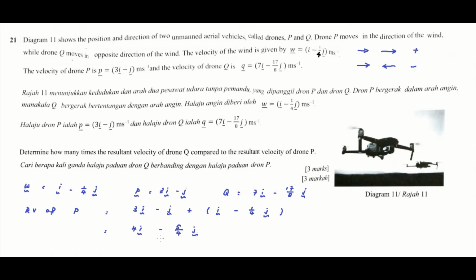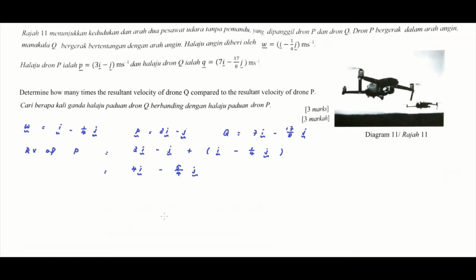For Q, it is the opposite. The resultant velocity for Q is going to be the original velocity, which is 7i minus 17/8 j, and after that minus the wind velocity, because they move in opposite directions. From here, I get 6i, then negative 17/8 minus becomes plus, so I get negative 15/8 j.